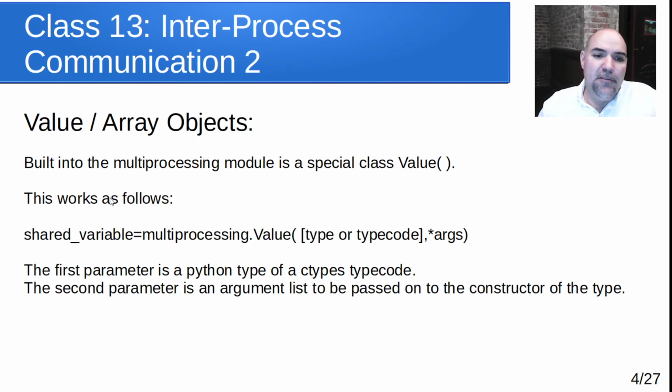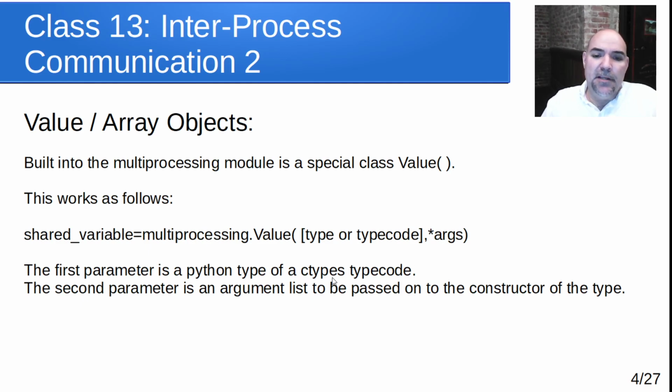So let's start off with value and array objects. They're built into the multiprocessing module, which has a special class called Value. So there's a special class already built into the multiprocessing module that we can use, and it works like this. Basically we say multiprocessing.Value, we give it some type code, and then here's the set of arguments we could pass in.